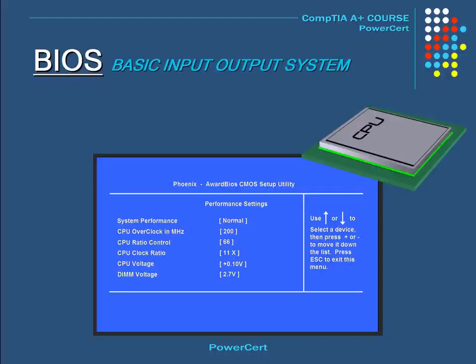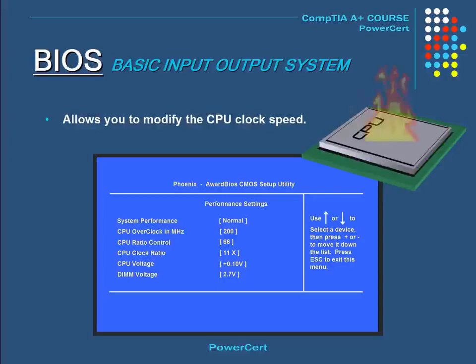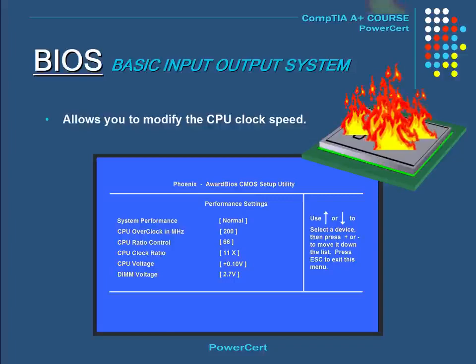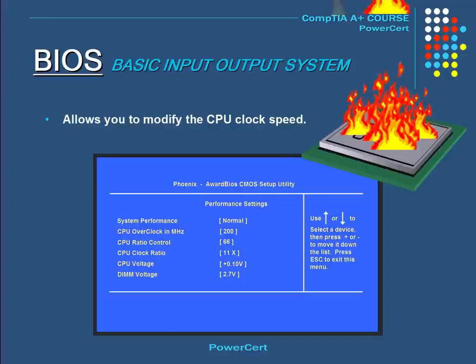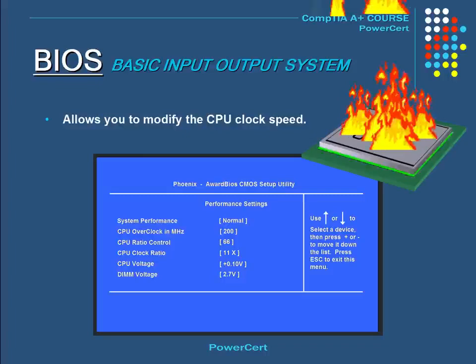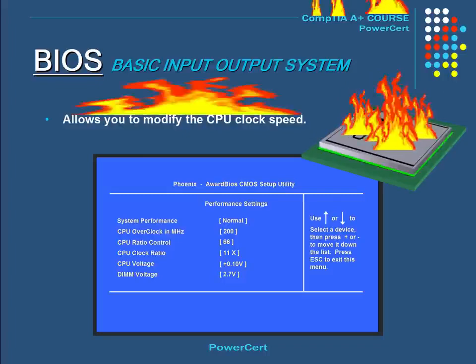The BIOS also allows you to modify the CPU clock speed by either increasing the clock speed to make the computer run faster, which as a result will increase the temperature, or by reducing the clock speed, which will make the computer run slower but will lower the temperature of the CPU. Now this could be especially useful if your computer is having overheating issues.